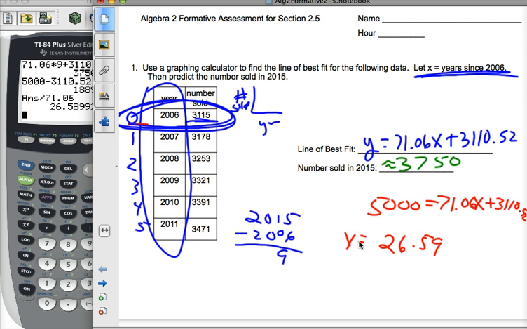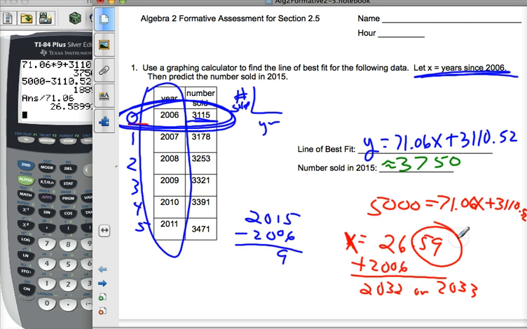What does that mean? That means I will have sold 5,000 units 26.59 years later than 2006. So I've got to add that to 2006 to get my answer. And see, it's 2032, or I could take the answer 2033 because you got that extra almost 0.6. So it's somewhere in there, 2032, 2033. It would happen some months in.